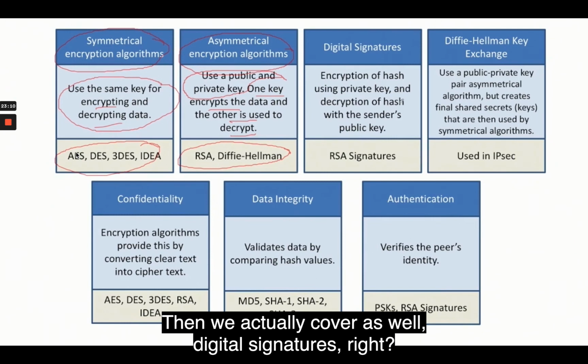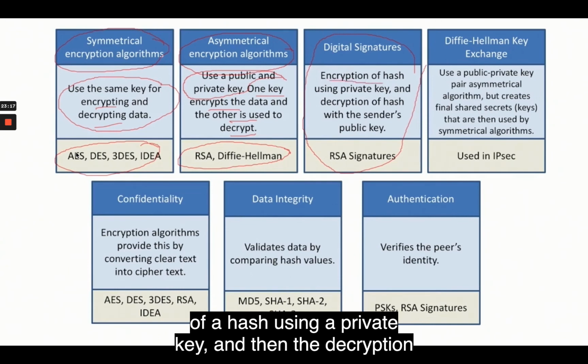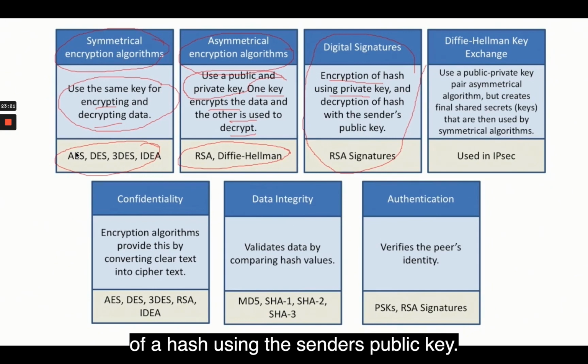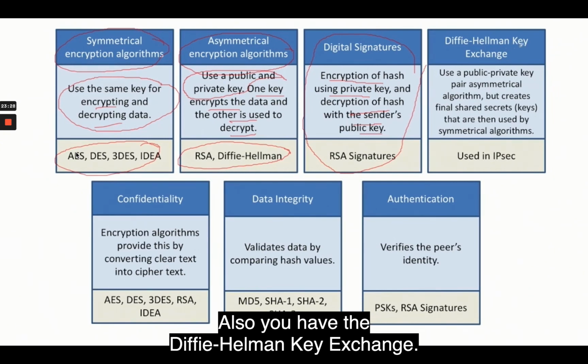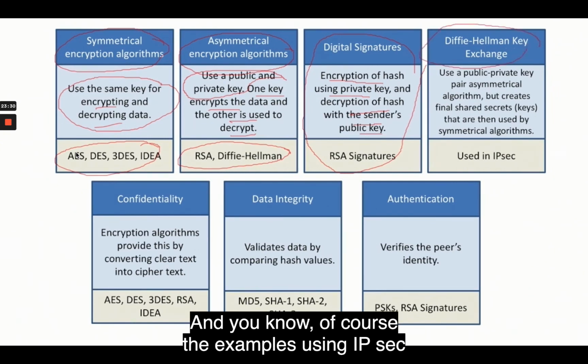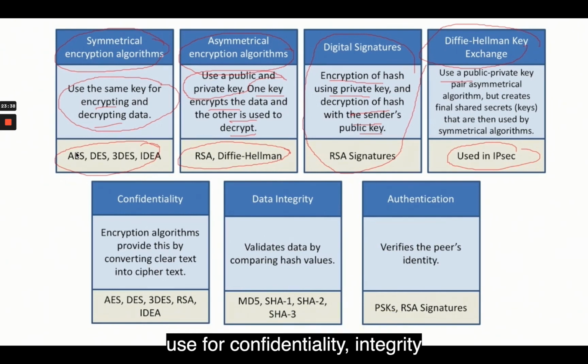Then we also covered digital signatures, right? This is done through the encryption of a hash using a private key, and then the decryption of the hash using the sender's public key, as we saw in the previous examples of PGP. Right. Also, you have the Diffie-Hellman key exchange, and of course the examples using IPsec, and encryption algorithms and hashing algorithms used for confidentiality, integrity, and authentication.